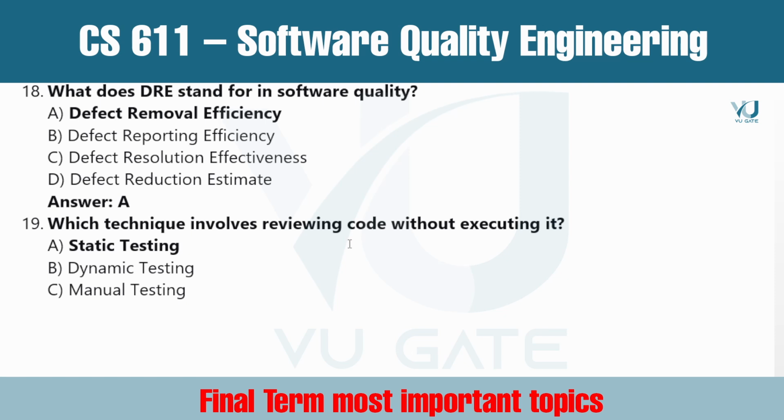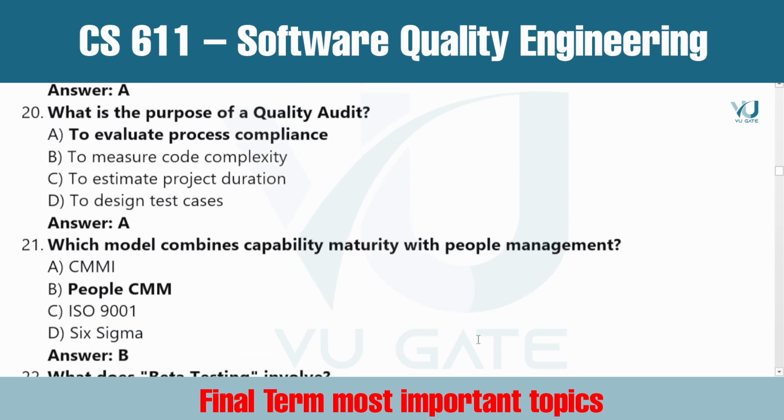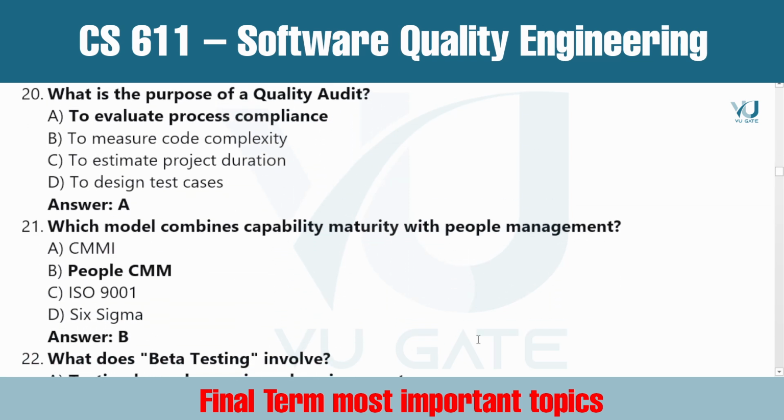Question 19. Which technique involves reviewing code without executing it? The correct answer is option A, static testing. Question 20. What is the purpose of a quality audit? The correct answer is option A, to evaluate process compliance.